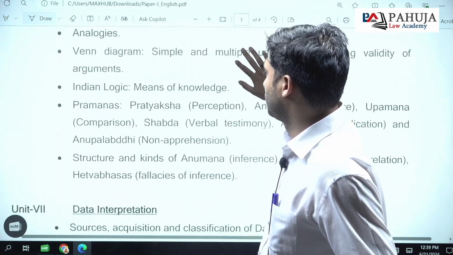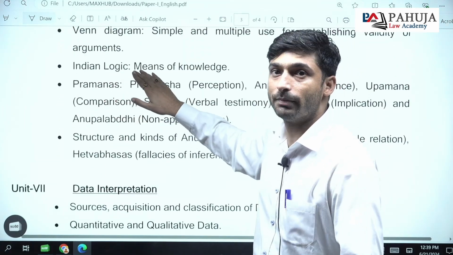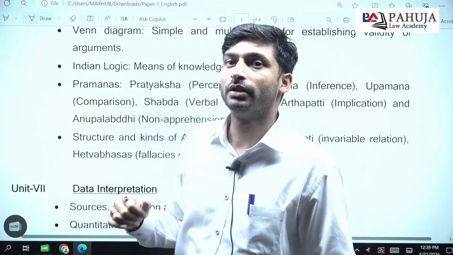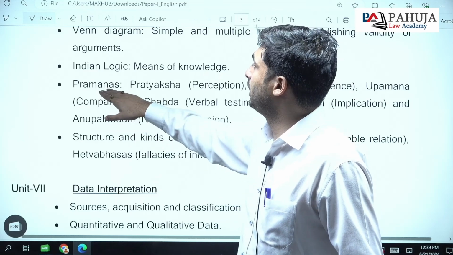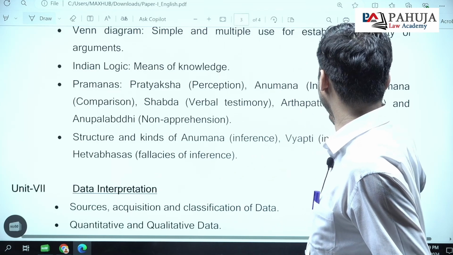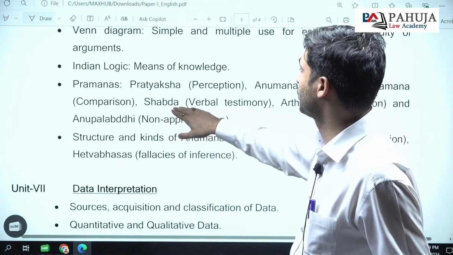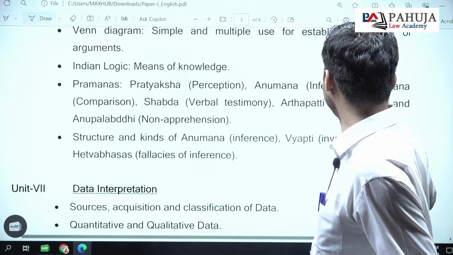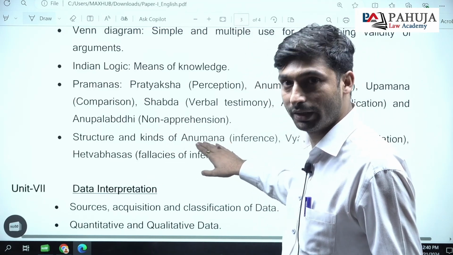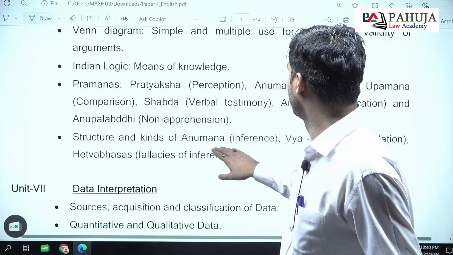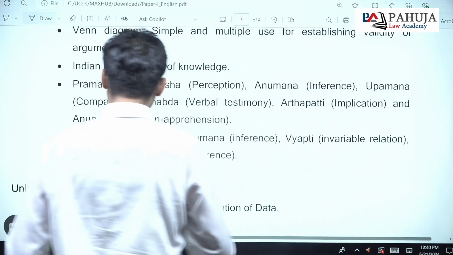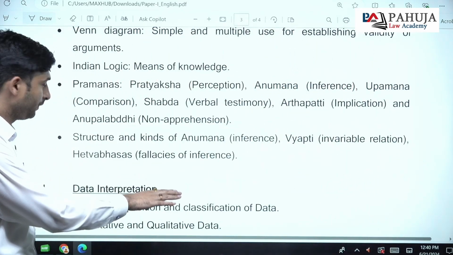And then Indian logic, which is something unique to this exam. We are tested about Indian logic. We'll be dealing with pramanas: pratyaksh, which we call perception; anuman, inference; upman, comparison; shabd, verbal testimony; arthapatti, implication; anupalabdhi, non-apprehension. Structure and kinds of anuman we will be dealing with in this unit: inference, vyapti, invariable relation, and hetvabhas, fallacies of inference.